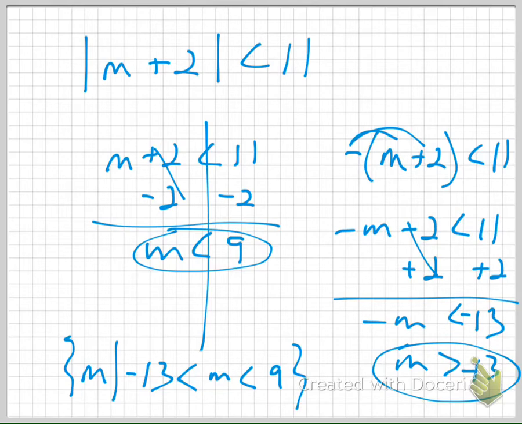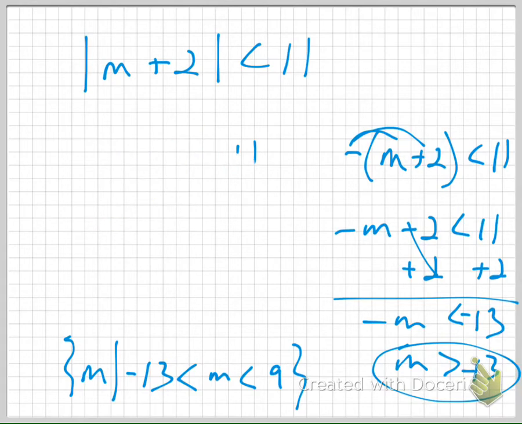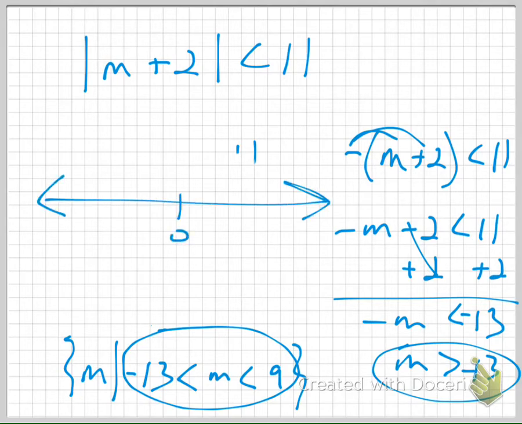Agreed? Makes sense? And so then how would I graph this? What is this going to look like? Look here, people. Since it looks like this, we know it's an and statement, right? It's going to be something here, like this. Agreed? You know what I'm talking about? Okay? So then you would know how to do that. That would be negative 13 and 9, open to open, and we're done.